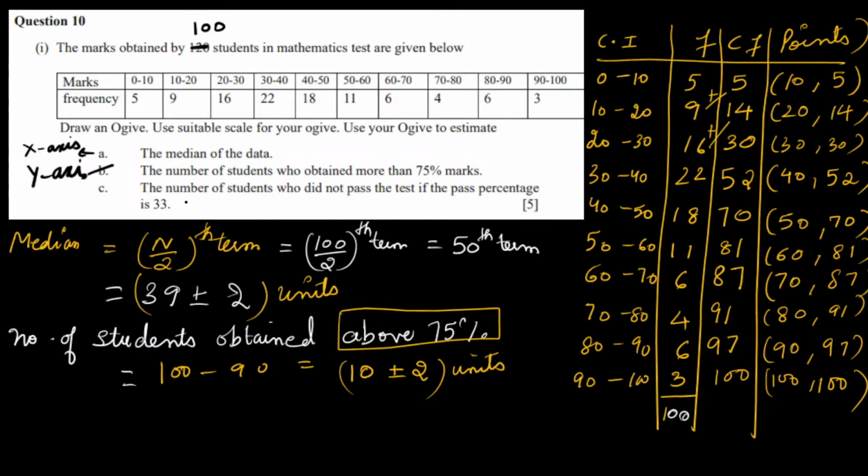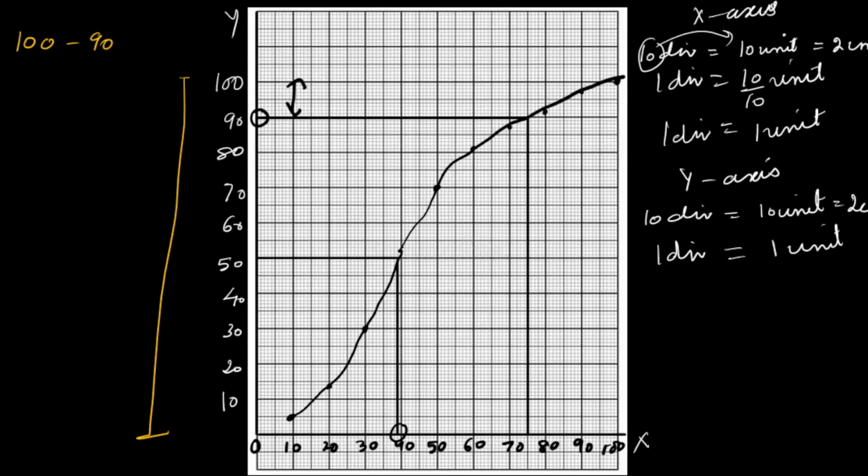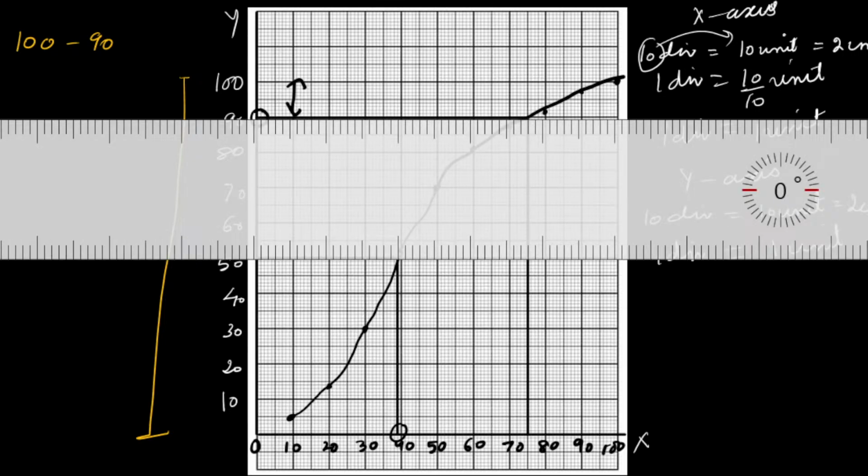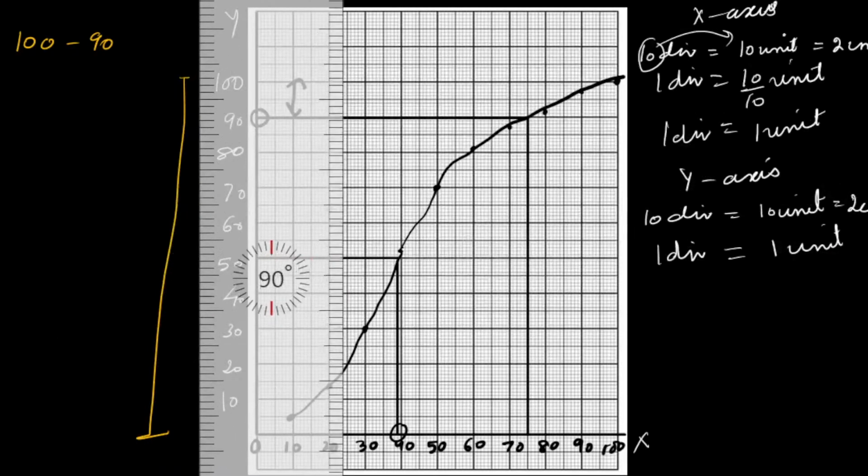You have to see the number of students. Again, only the number we have to find. That means our answer will lie on the y-axis, so from the x-axis we have to plot some line. The number of students who did not pass the test, if the pass percentage is 33. So 33 we will locate on the x-axis and draw one line to the curve.